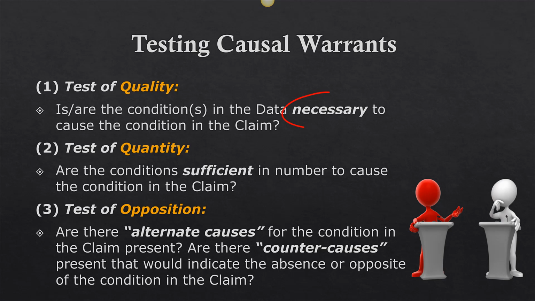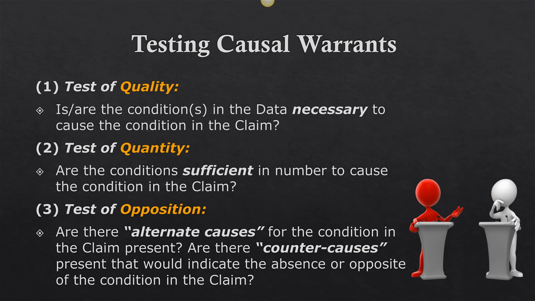Are the conditions necessary to cause the condition in the claim? Are the conditions sufficient in number to cause the condition in the claim? Could there be alternate causes for the condition in the claim? Or might there be counter causes that might actually tell us that the condition being asserted in the claim really isn't the effect that it's being claimed to be?